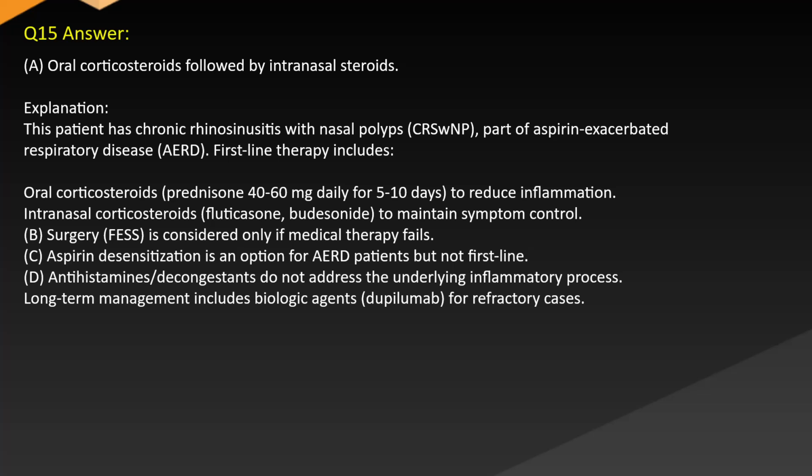Explanation: This patient has chronic rhinosinusitis with nasal polyps, Samter's triad or aspirin-exacerbated respiratory disease (AERD). First-line therapy includes oral corticosteroids, prednisone 40 to 60 mg daily for 5 to 10 days, to reduce inflammation. Intranasal corticosteroids, fluticasone or budesonide, maintain symptom control. B. Surgery (FESS) is considered only if medical therapy fails. C. Aspirin desensitization is an option for AERD patients but not first line. D. Antihistamines and decongestants do not address the underlying inflammatory process. Long-term management includes biologic agents, dupilumab, for refractory cases.